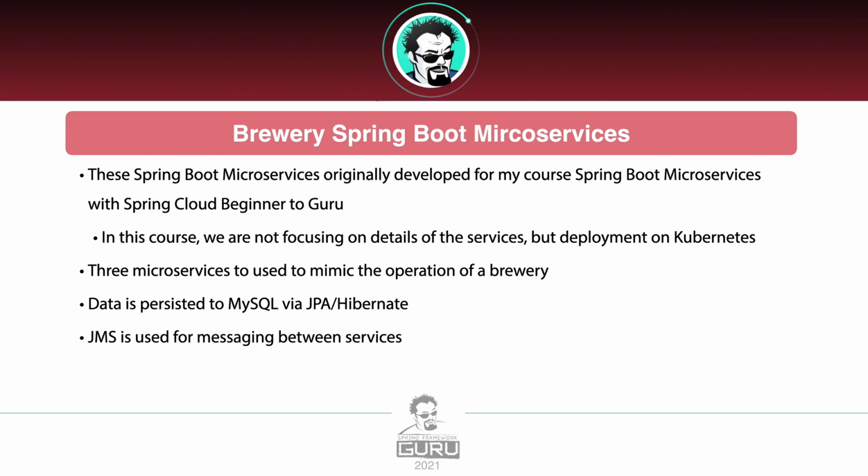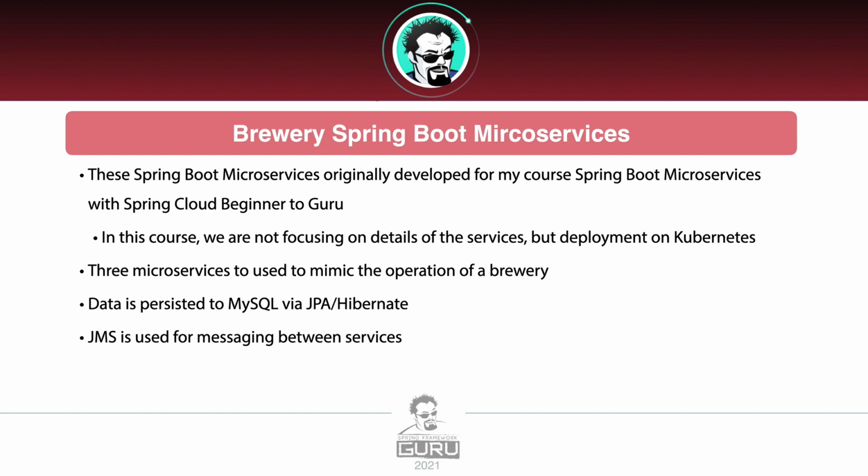We're not going to be using everything in that, so we are modifying these. This is the basis of these services. The services themselves mimic the operation of a brewery. So kind of a neat little project that we have here to work with. Data is going to be persisted to a MySQL database using JPA, Hibernate as the implementation, and then we're going to be using JMS for messaging between the services.